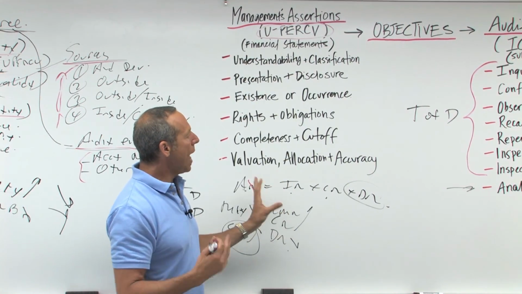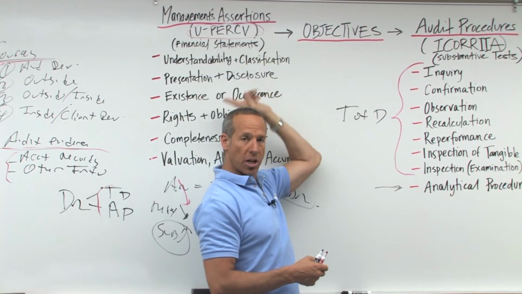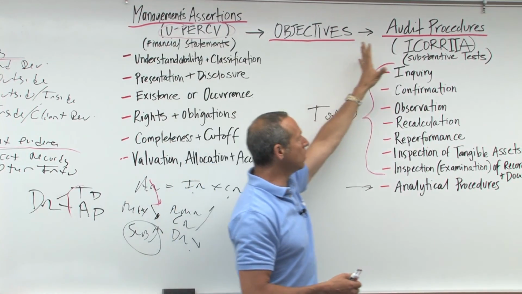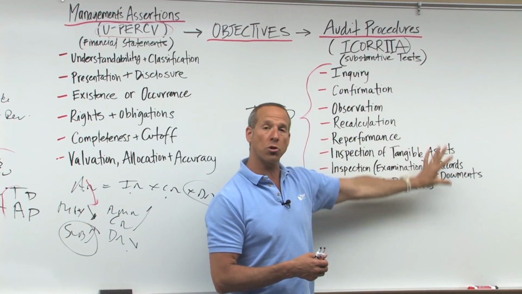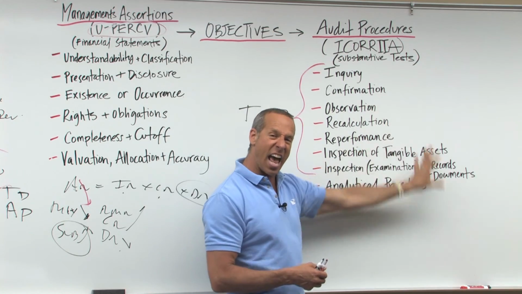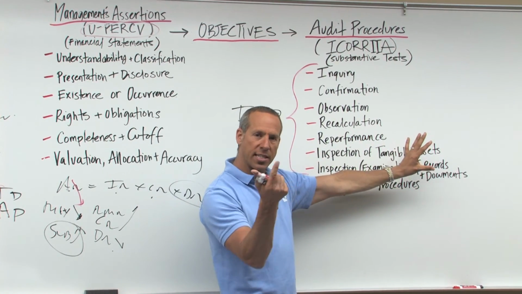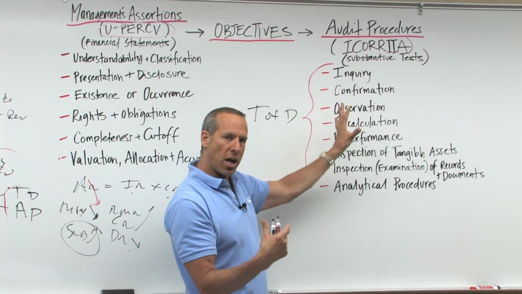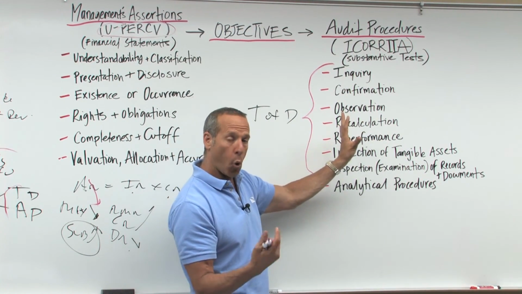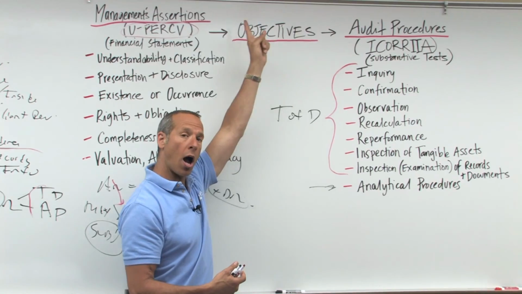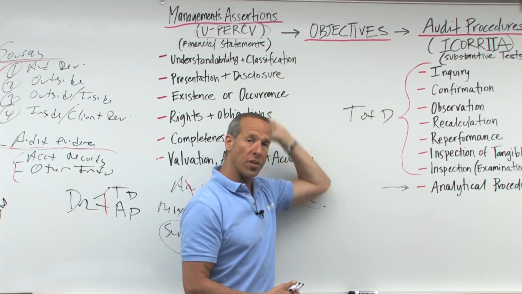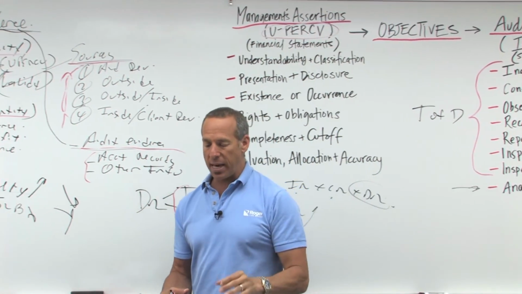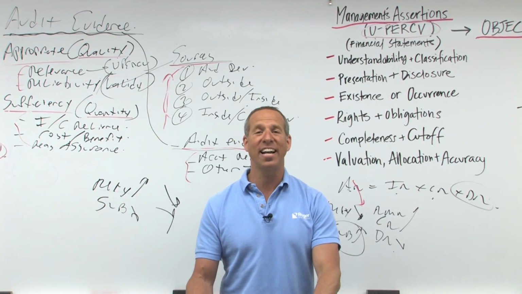Those are these things. Out of the assertions grows our objective. Out of the objective grows the actual audit procedures or substantive tests. These are the tests we're going to do, test of details and analytical procedures. These are the tests to meet our objective, which you'll see in a minute. What is our objective? To corroborate or substantiate all of these assertions that management is making in the form of financial statements.